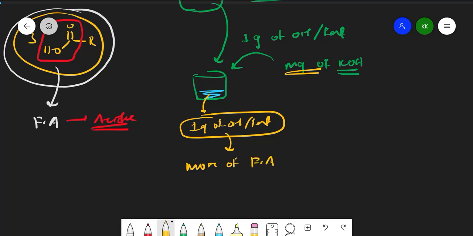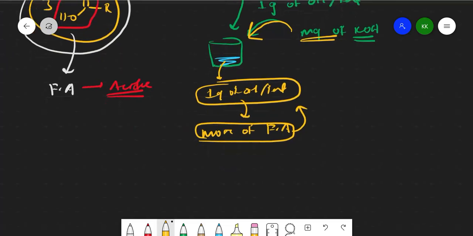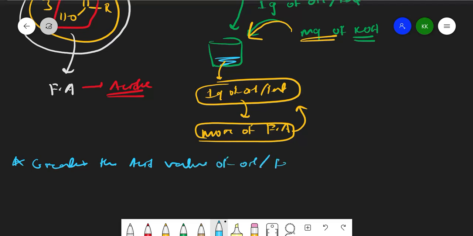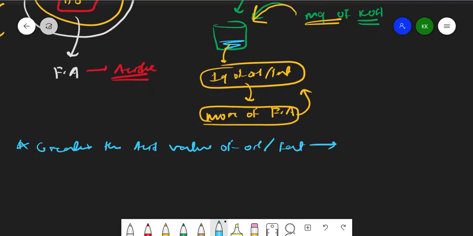If I keep on adding but there is no neutralization reaction, it means there is no fatty acid in this oil or fat. Like that we can conclude, right? Based on that, the greater the acidic value of oil or fat, it means the acidic value is more, then the oil or fat is of bad quality or less quality, we can tell, right?